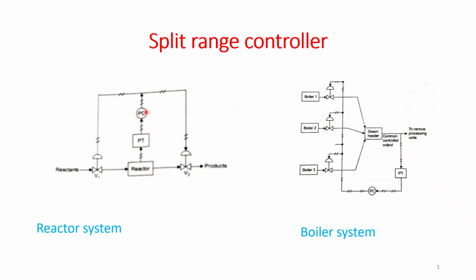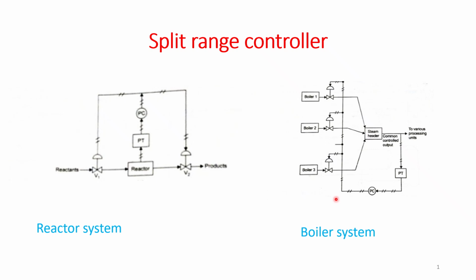Now the controller will give instruction to both final control elements. One is controlling the reactant, another one is controlling the products. At the same time, it is giving instruction to two final control elements. So it becomes an advanced control system. It comes under the split range controller.